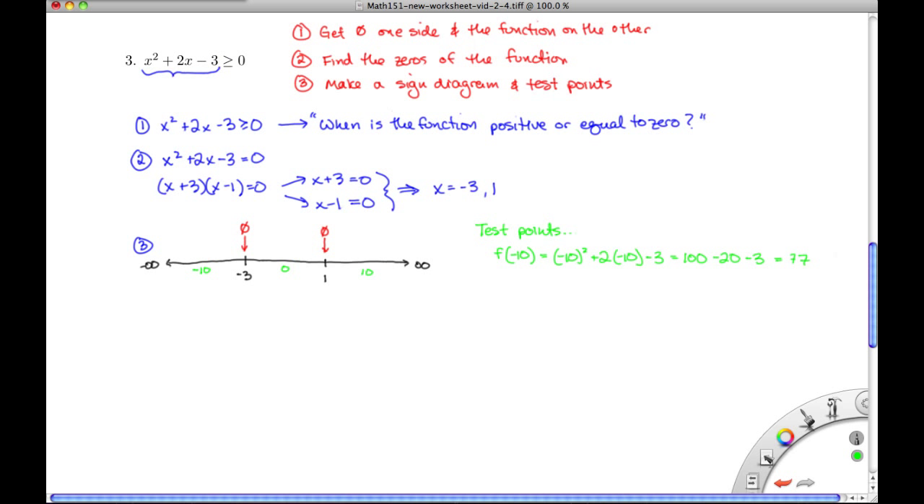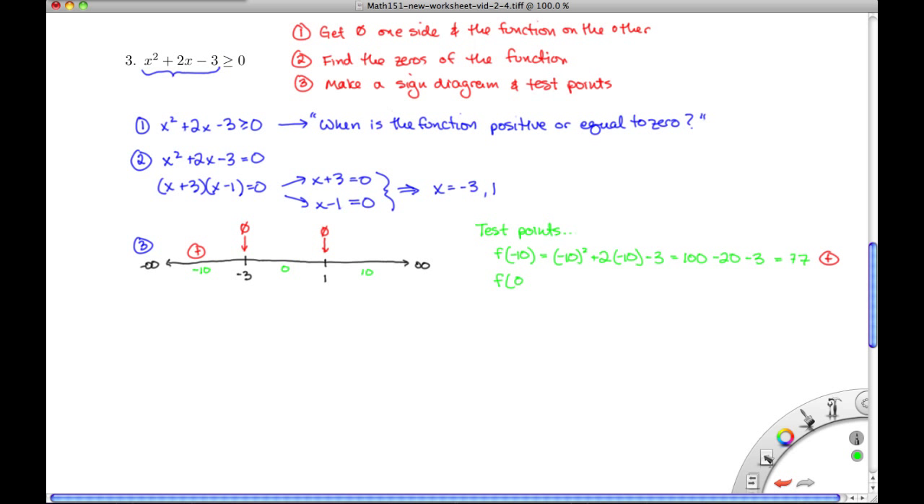Now that's all well and good, but really all we care about is whether or not this number is a positive number or a negative number. And in this case, it's a positive number. So what we're going to do is take that information and put it back over here on our sign diagram. So on that entire interval from negative infinity to negative 3, our function is positive. We're going to repeat this process for each of the test points.